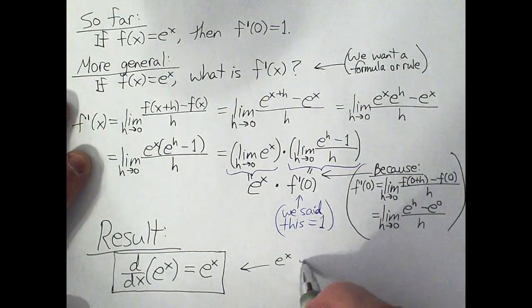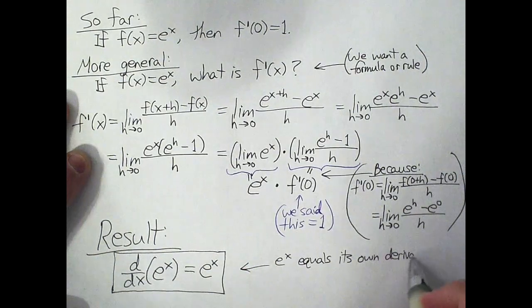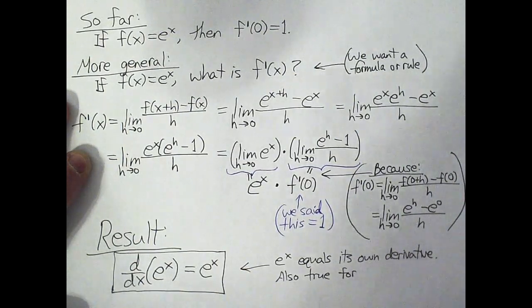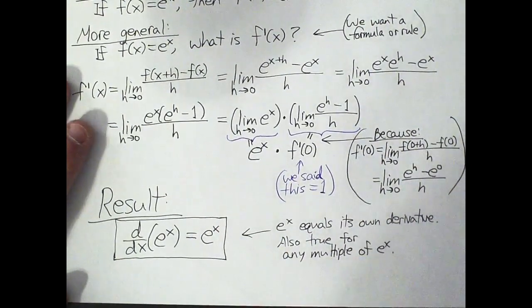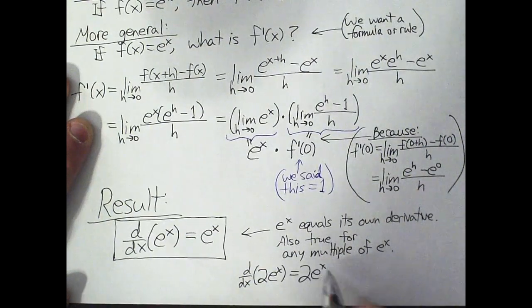e to the x equals its own derivative. Also true for any multiple of e to the x. So that's why I said this is basically the only function that equals its own derivative. Like if we had to do the derivative of 2e to the x, that equals 2e to the x.